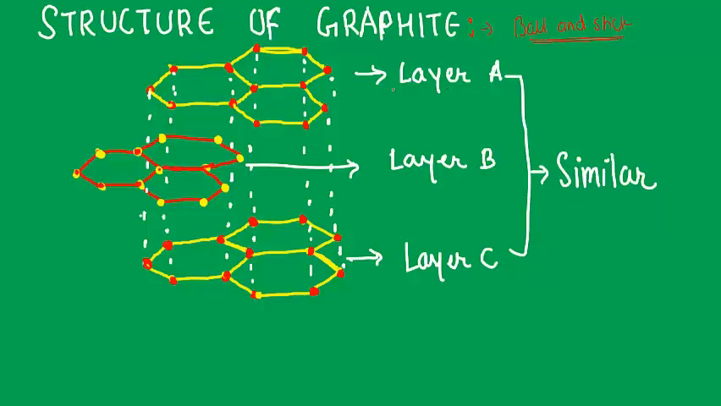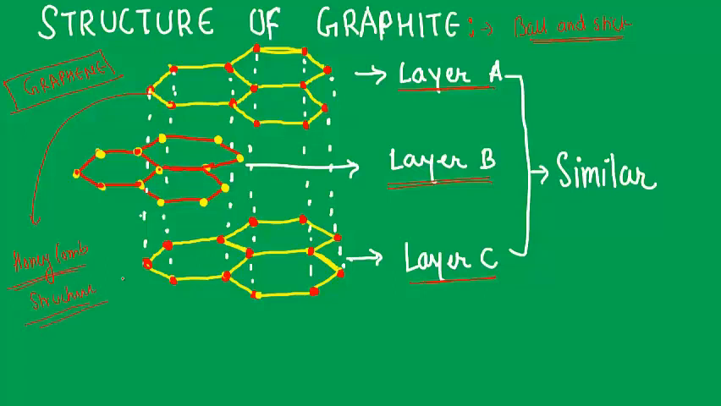Apart from this, the individual layers, that is layer A, layer B and layer C, are known as graphene. These individual layers, which are stacked over each other to form the entire structure of graphite, are known as graphene layers. Layer A is a graphene layer, layer B is also a graphene layer, layer C is also a graphene layer. These layers stack over each other to form the entire structure of graphite. Apart from this, the structure of these layers is called the honeycomb structure. It looks similar to a honeycomb, so that's why it is known as the honeycomb structure.